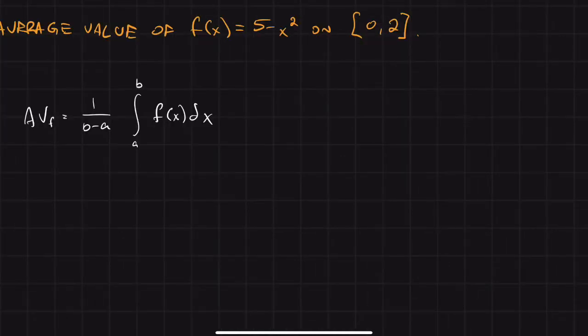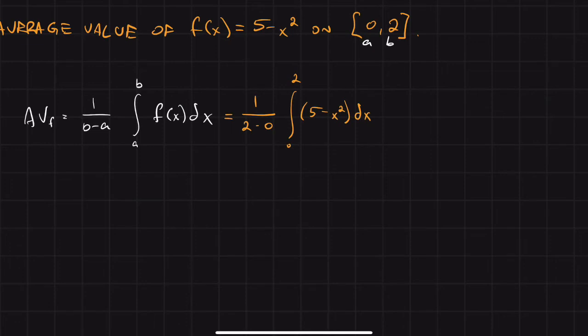So here is our formula for average value. We need to substitute in values for a and b, and then substitute in our function f of x. a and b are the boundaries of the interval that we were given. So in this case, a is equal to 0 and b is equal to 2. If you substitute everything into the average value formula, we get 1 divided by 2 minus 0 times the integral from 0 to 2 of 5 minus x squared dx.